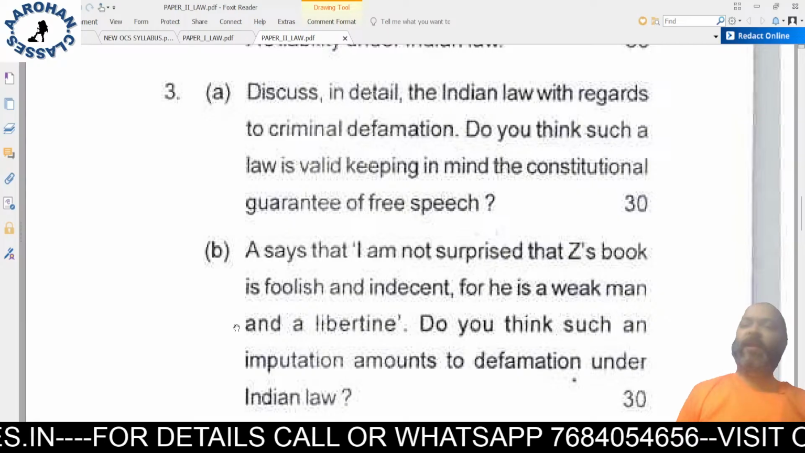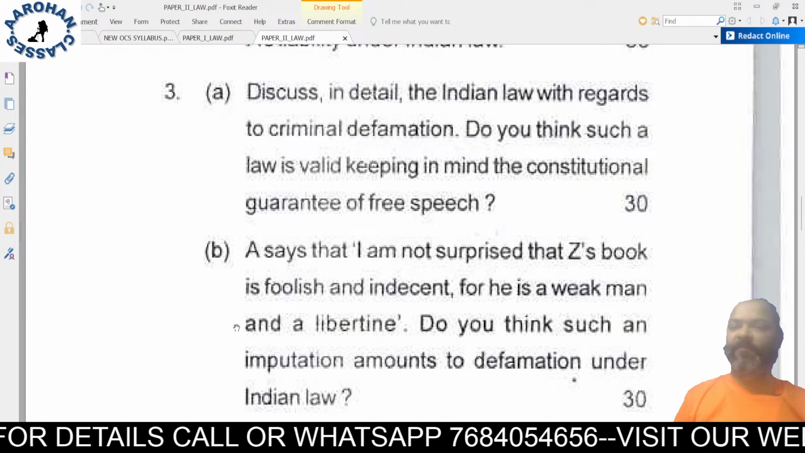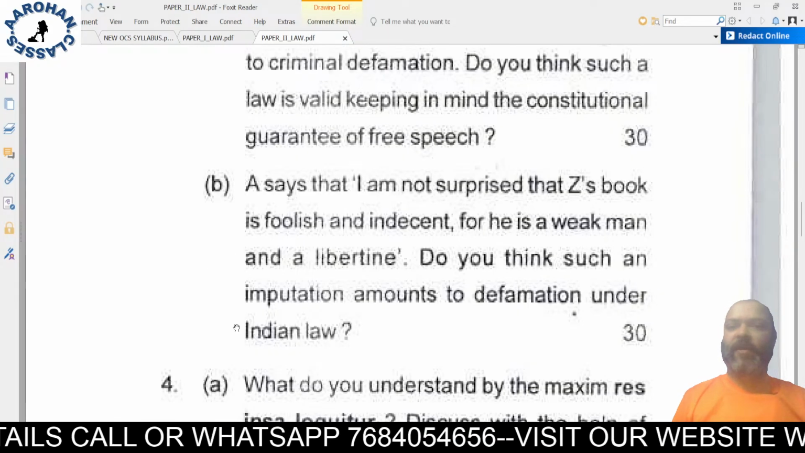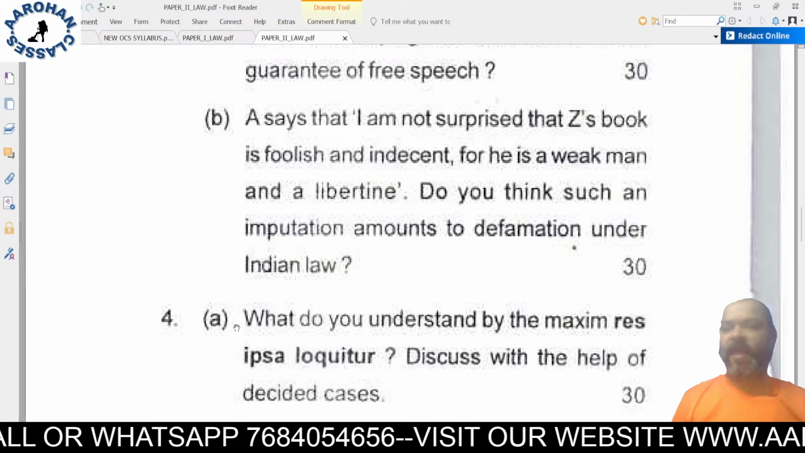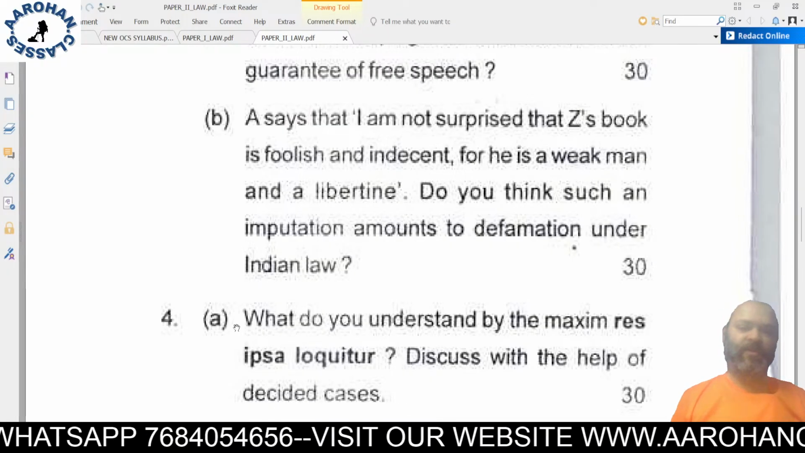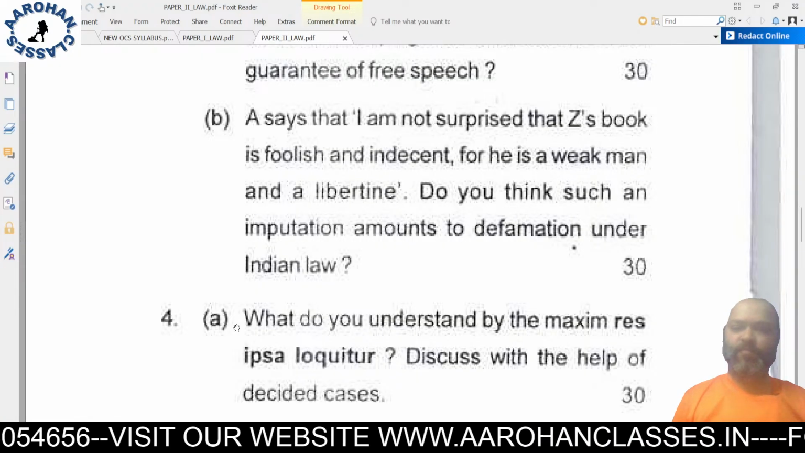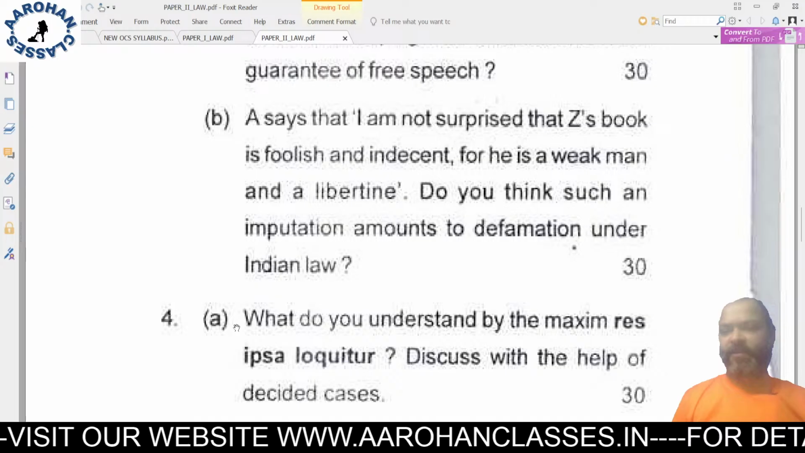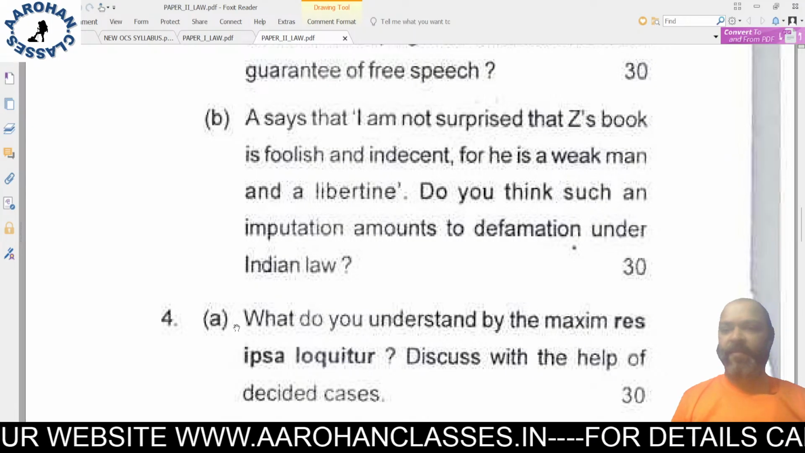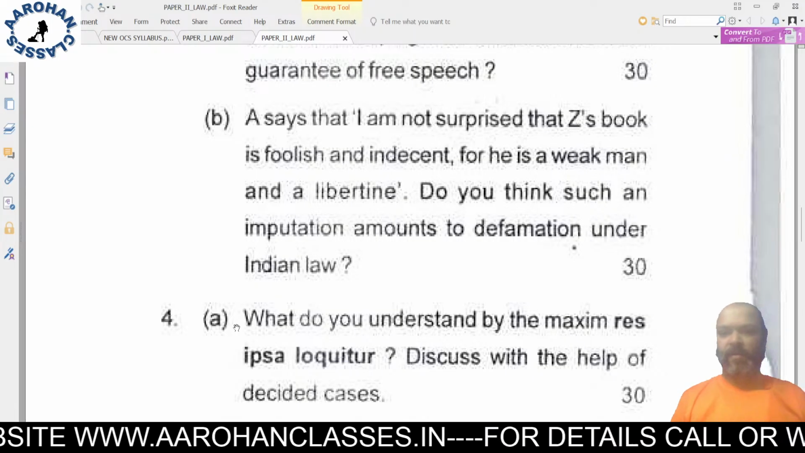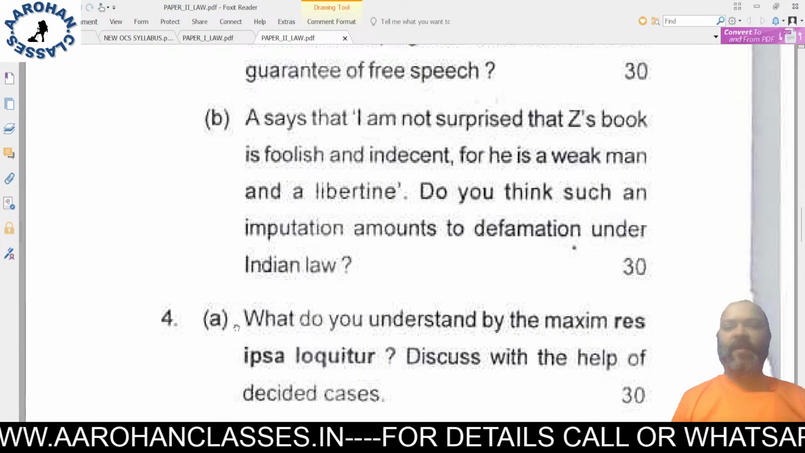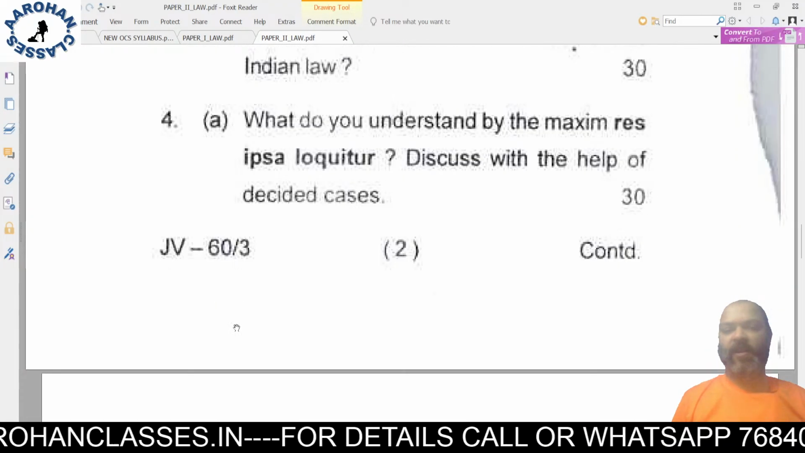Discuss in detail the Indian law with regards to criminal defamation. Do you think such a law is valid, keeping in mind the constitutional guarantee of free speech? A says, I am not surprised that Z's book is foolish and indecent, for he is a weak man and a libertine. Do you think such an imputation amounts to defamation under Indian law?